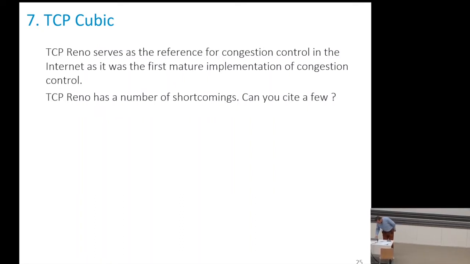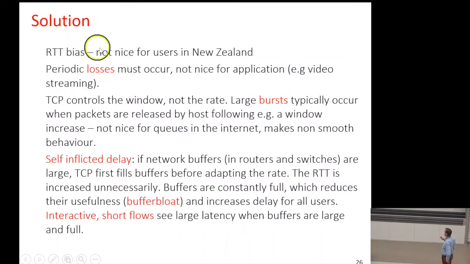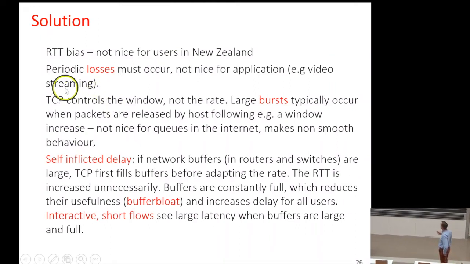But there is a whole catalog of things that have been discussed and found since TCP Reno was developed about 20 years ago. The RTT bias, that's what we discussed. It's not nice if you're very far away, like New Zealand is far away from everybody, so it's very bad for them. So they have a lot of content distribution networks on their island.